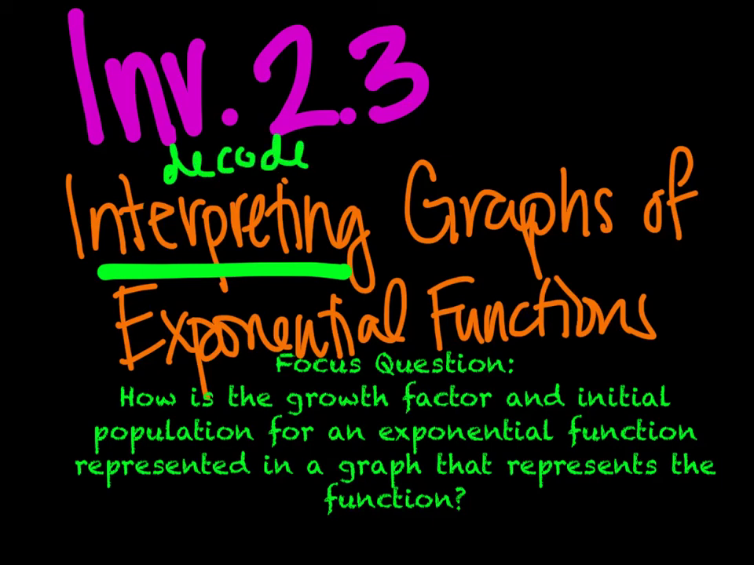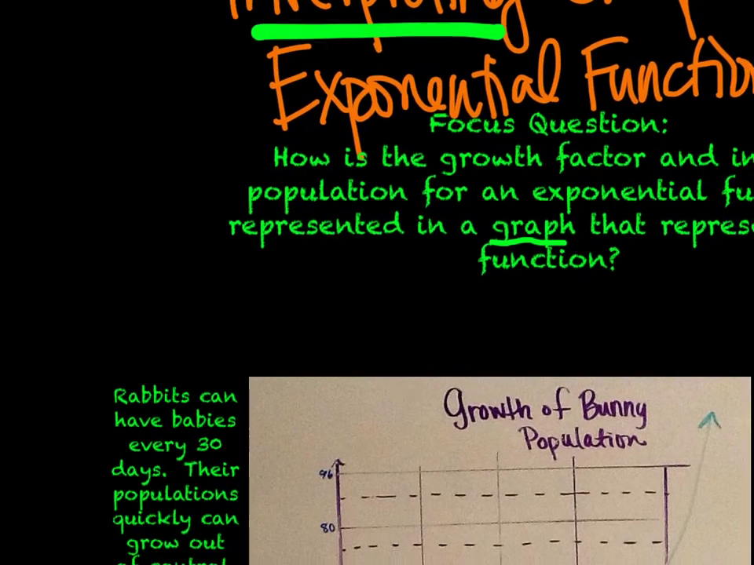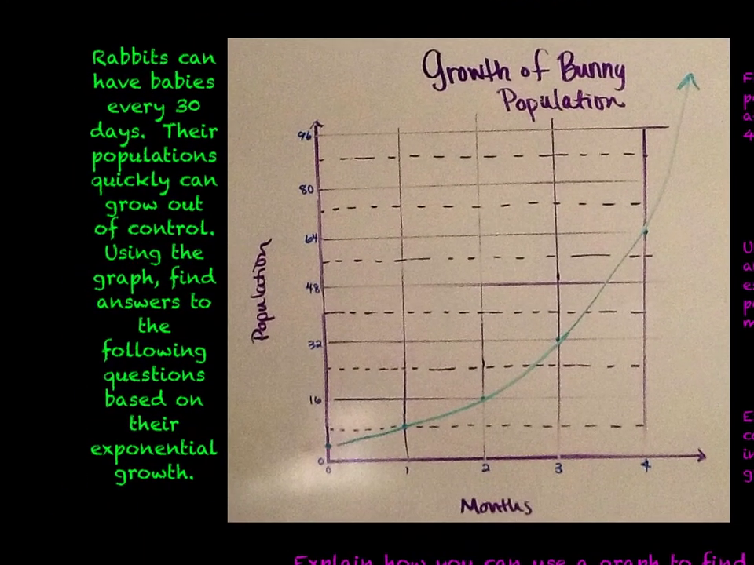So our focus question, which you do not need to write down, is how are the growth factor and the initial population for an exponential function represented in a graph that represents the function? So let's take this and roll with it. We have a situation here.